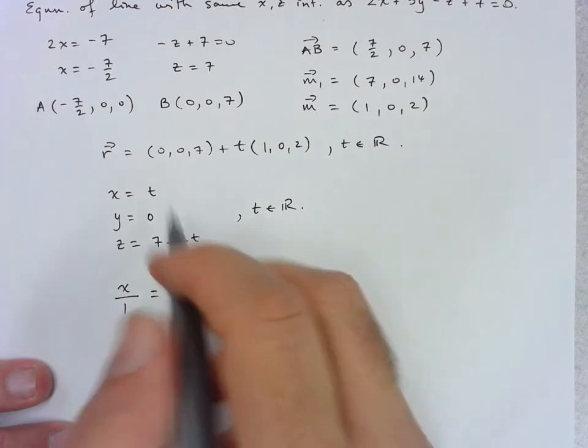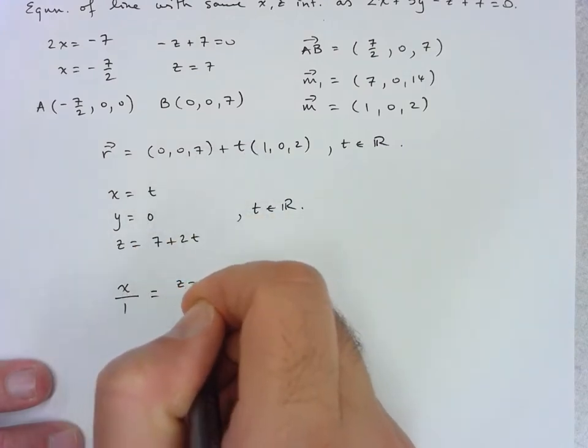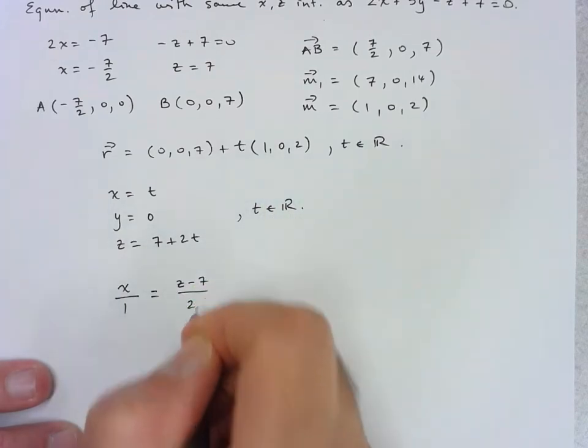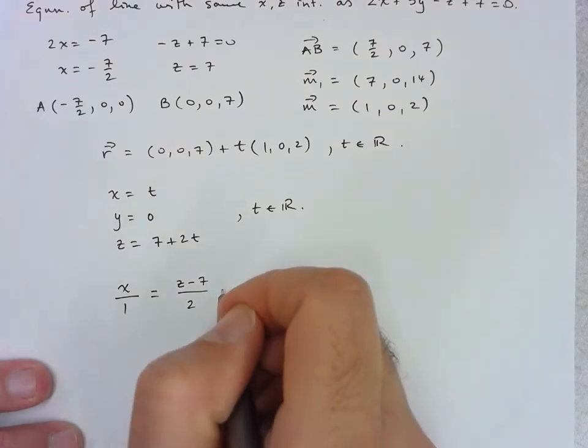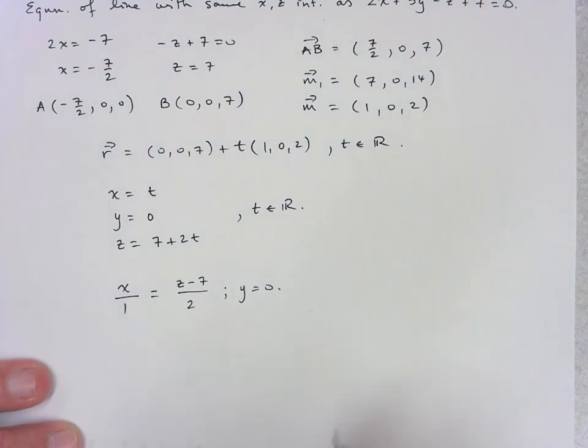So what I'll have here is, let me write out the z. So z is going to be z minus 7, z minus the z component of the point, over 2, which is the z component of the direction vector, and then I just specify that y is always equal to 0. And there you go. There we have it in symmetric form.